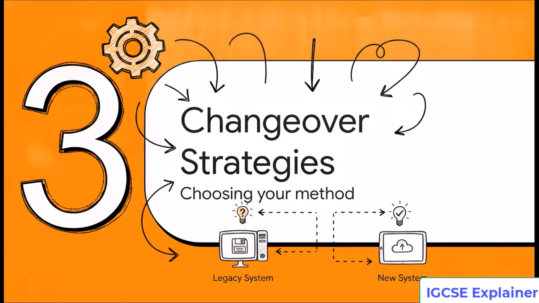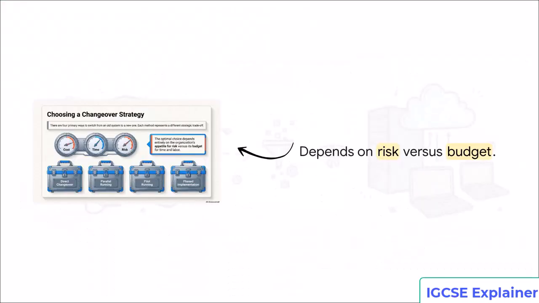That brings us to Section 3, 4 strategies for changeover. Choosing your method. Okay, so there are 4 primary ways to switch from an old system to a new one, and every single one represents a completely different strategic trade-off. It's like you're always tweaking 3 key variables: cost, time, and risk. The optimal choice? Well, that depends entirely on your organization's appetite for risk versus its budget for time and labor. Let's dig into each of these 4 toolboxes.